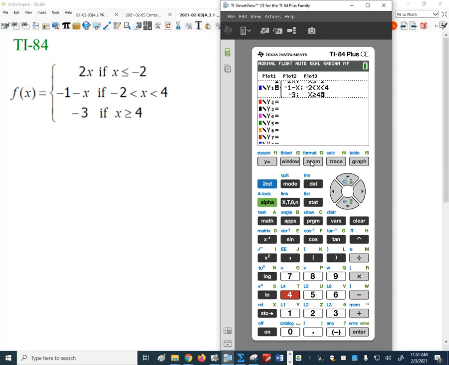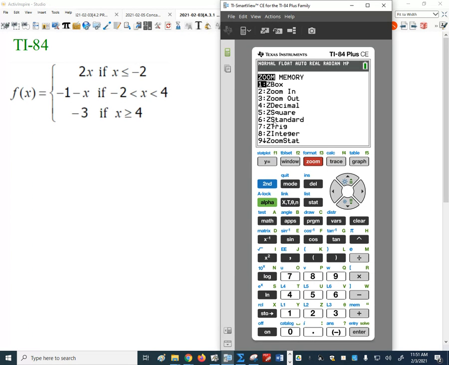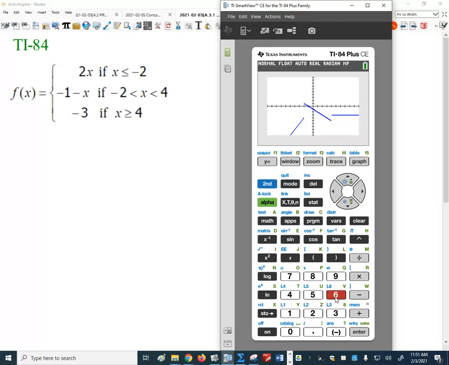And I do that by just hitting the zoom menu and then 6, zoom standard. So instead of graph, you always just hit zoom 6. And there it is. There's my piecewise function. Okay. Now, how do I know where the endpoints are?